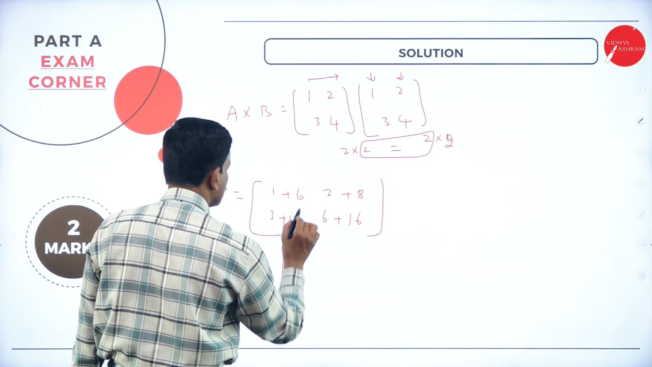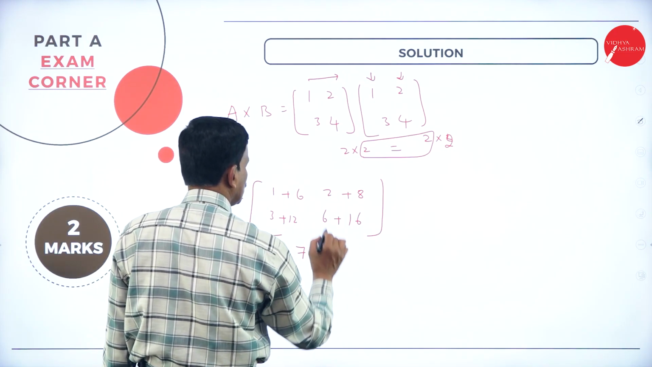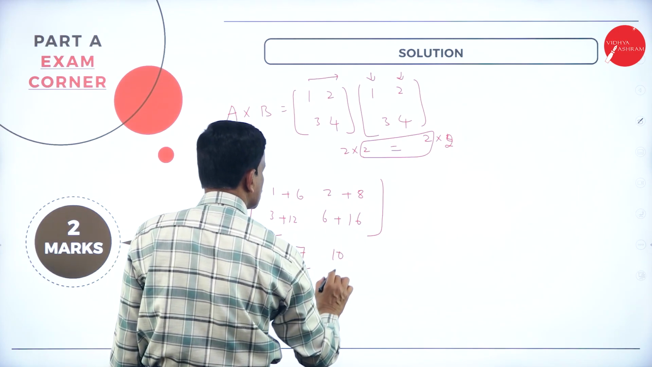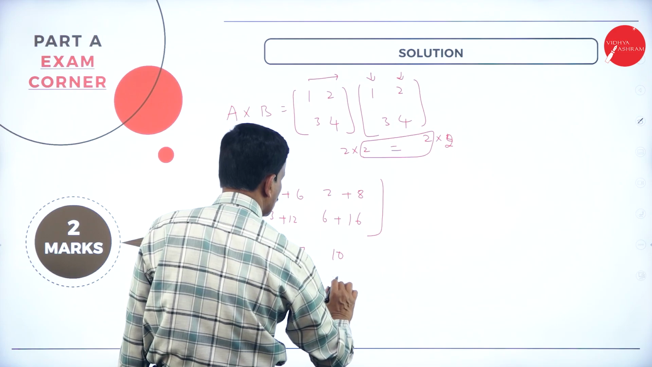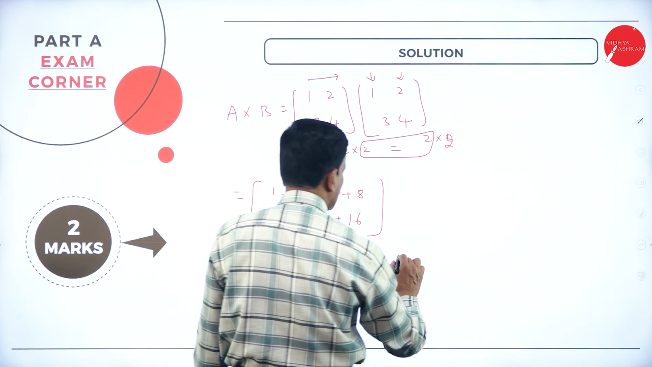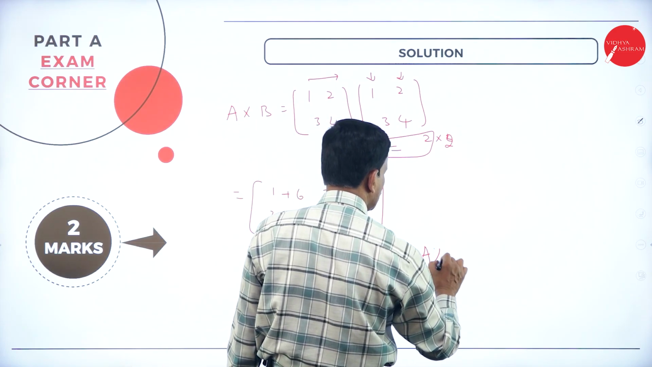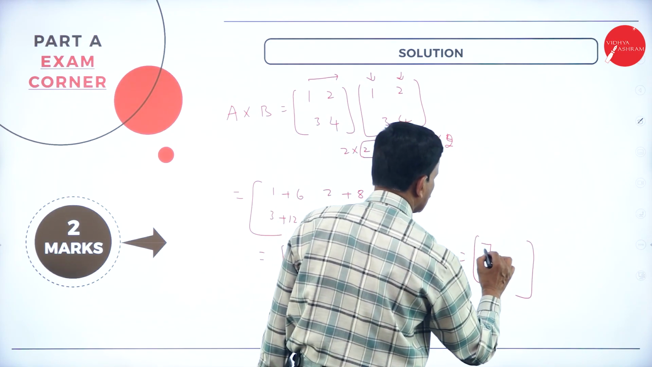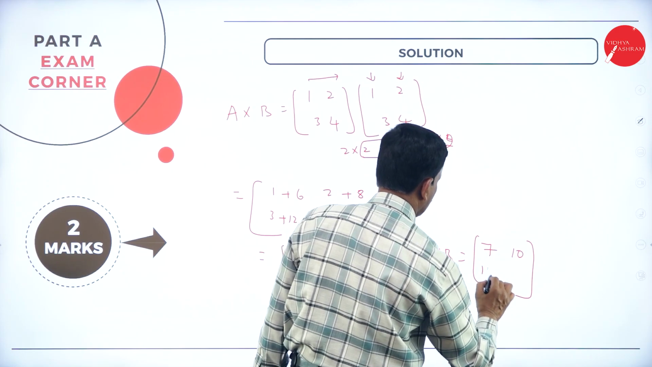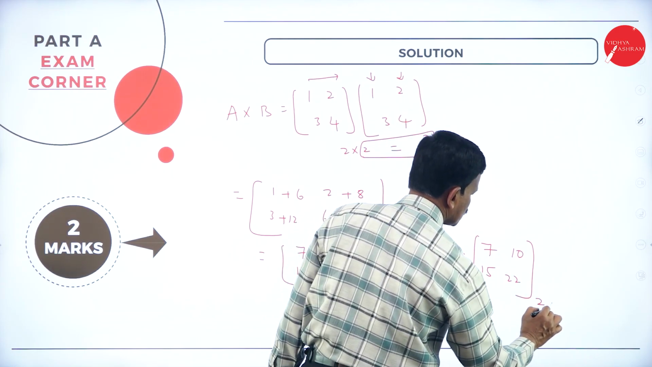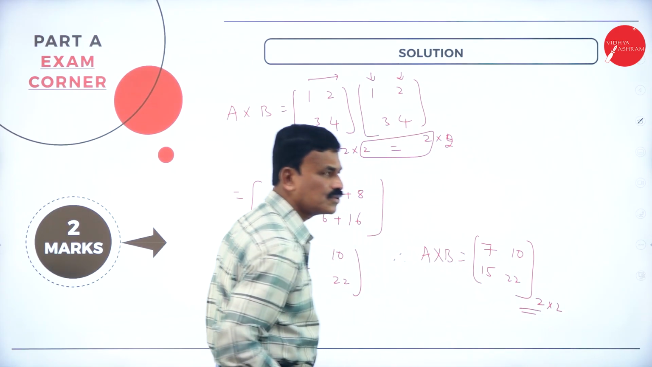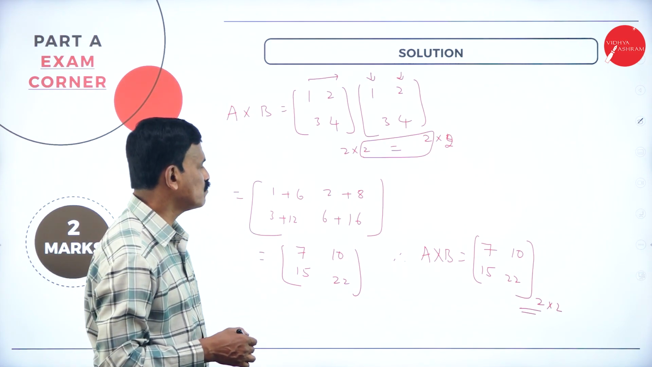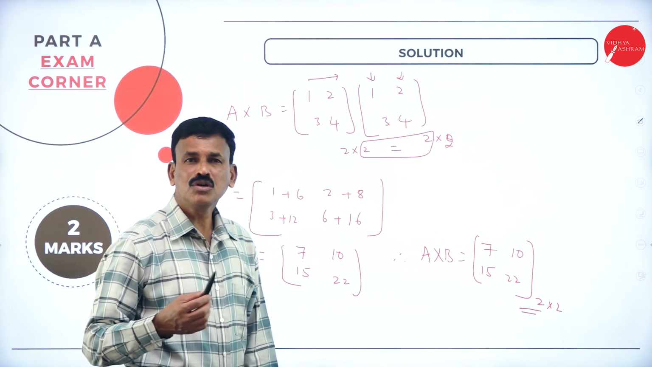So, this is equal to 6 plus 1 is 7, 8 plus 2 is 10, 12 plus 3 is 15, 6 plus 16 is equal to 22. Therefore, the matrix AB is equal to 7, 10, 15 and 22. This is of order 2 rows, 2 columns. That is it. This is how we multiply the matrices, matrix multiplication. Move on to the next problem.